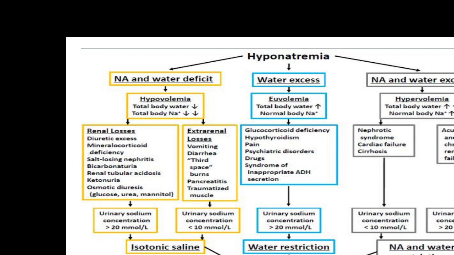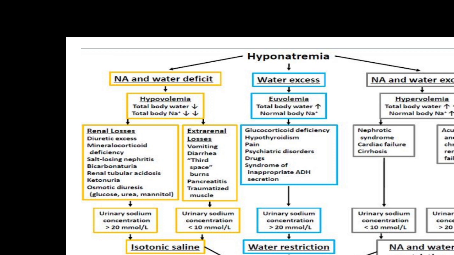Now we give hypertonic saline, like 0.3 percent saline is often given, with the idea that a lesser volume would be enough to produce the balance. Then the patients who have euvolemic hyponatremia, it can occur due to glucocorticoid deficiency, hypothyroidism, psychiatric disorder, severe pain, and many times ADH secretion abnormalities. In such patients, often there is no need of any intervention. Simply reducing the water intake could be enough.